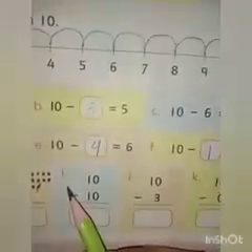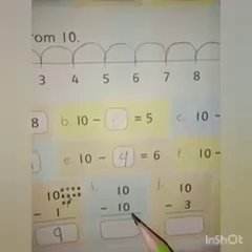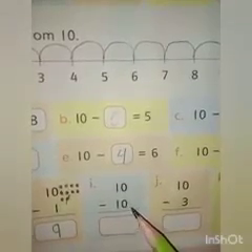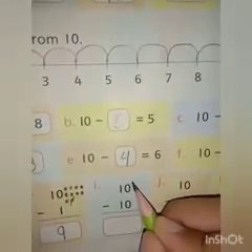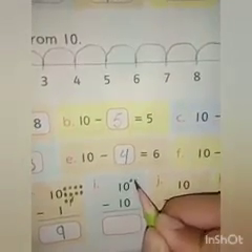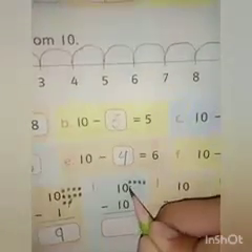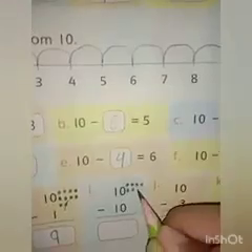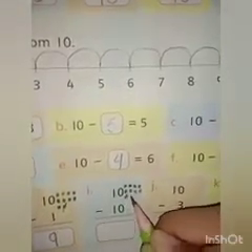Next one, point I. Here we have two same numbers, 10 and 10. We are going to subtract these numbers using dots. Our first number is 10, so we are going to draw 10 dots here. 1, 2, 3, 4, 5, 6, 7, 8, 9 and 10.